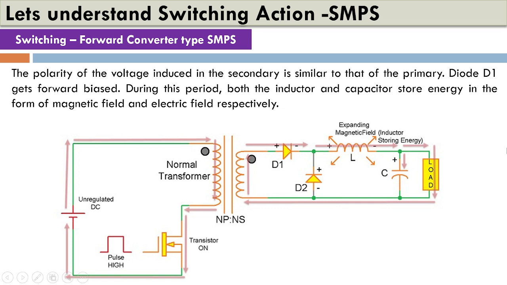Now in this slide, what we can see is the voltage induced in the secondary side is the same as that of the primary. Because of that, the diode D1 gets forward biased, and during this period, both the inductor and the capacitor store energy in the form of magnetic as well as electric field respectively.